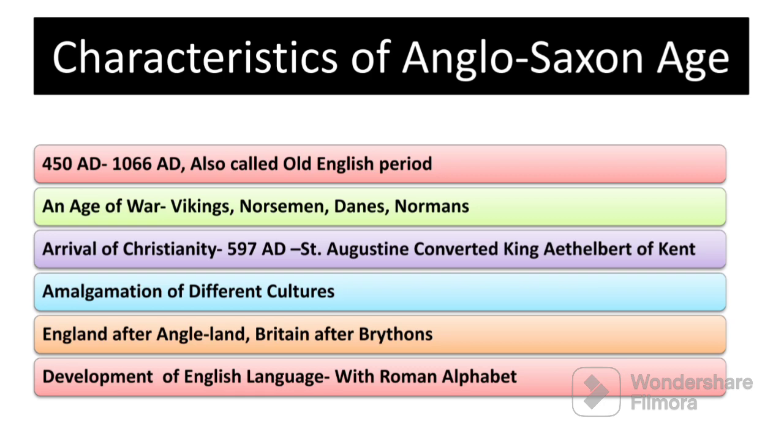So the first part is the characteristics of the Anglo-Saxon age, and you will remember these things. First, it was an age of war. Second, you will remember that the arrival of Christianity happened in 597 AD. Then, because of these attacks, there were different cultures, and their impact we can see in their literature as well later on. And England got its name after the Angles, and the English language started developing.